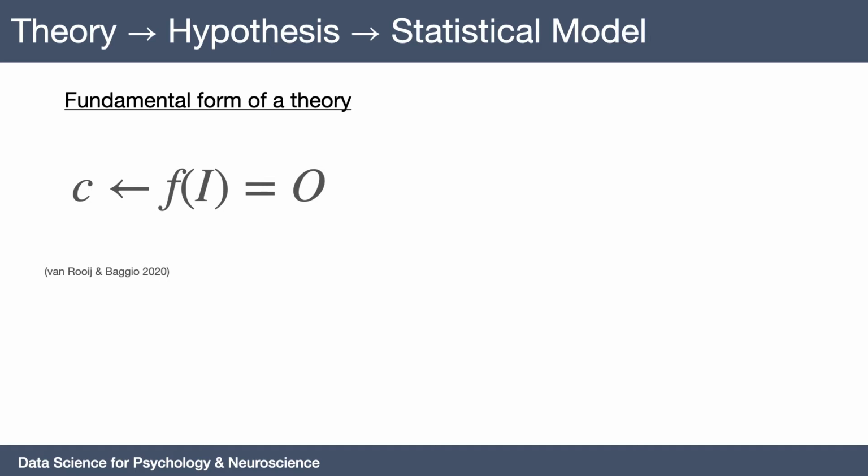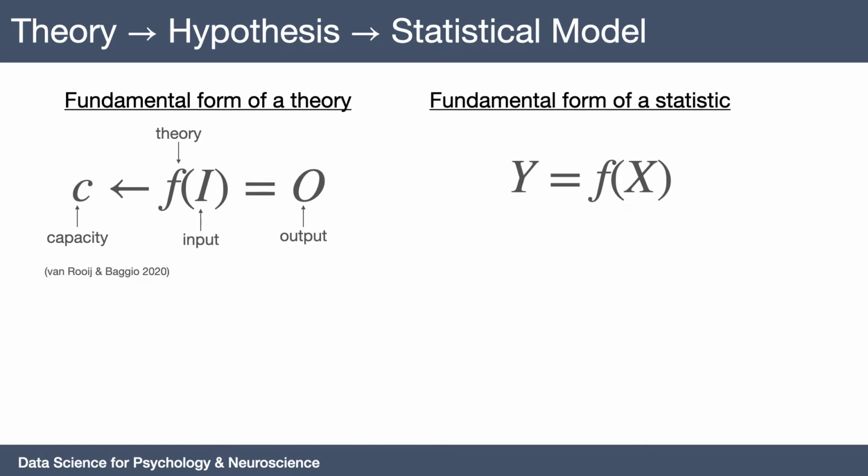In the lecture on theory, we went over the concept of a fundamental form of a theory in psychology and neuroscience. In that, we described that any theory in these fields describes a set of capacities of a system: a cell, a human, a set of humans, rats. And this description of capacities follows the form of a theoretical function that relates some input to some output. Now, the fundamental form of statistical models, or statistics, follows this form very closely. It describes a set of outputs as some sort of relational function to a set of inputs.